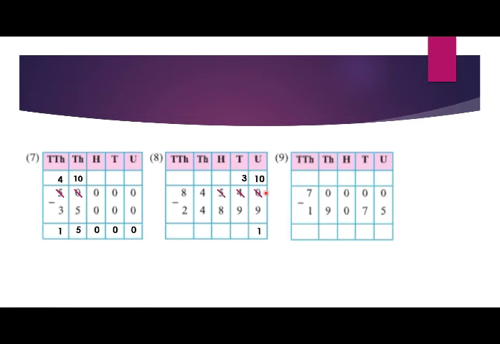Now again I cannot subtract this 9 from this 3. I'll cut down this 5 and it will become 4. And 10 will be added to this 3. 13. 13 minus 9, 4.